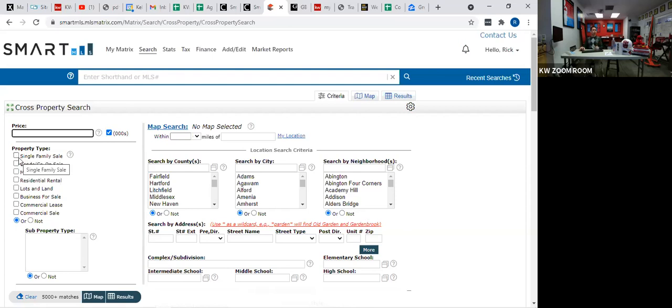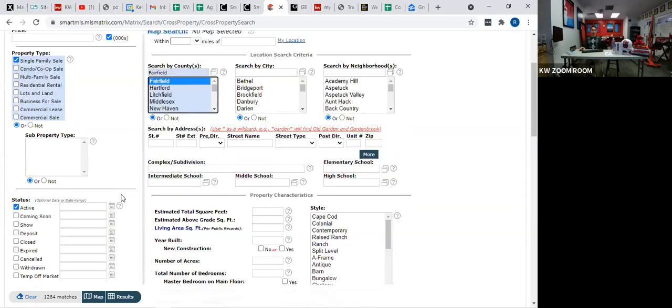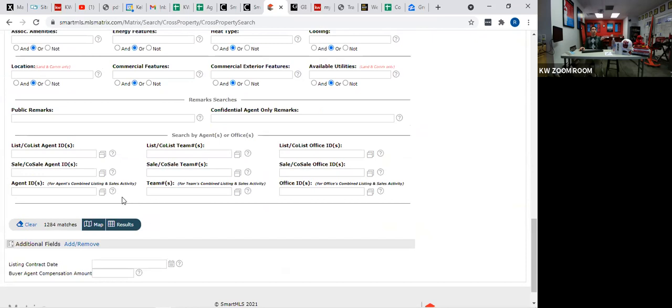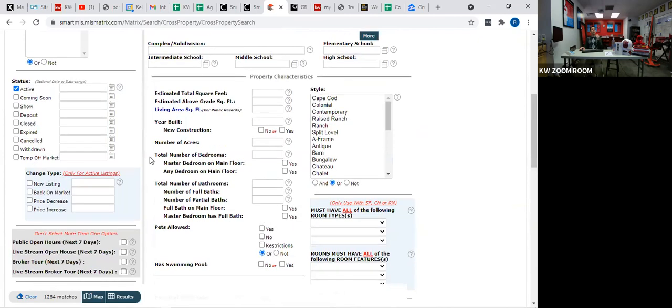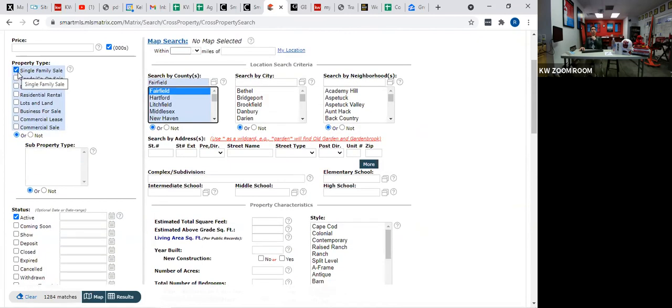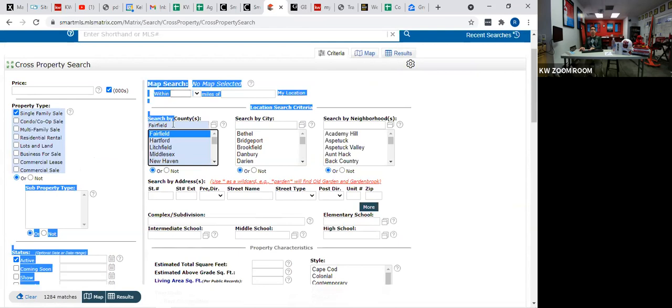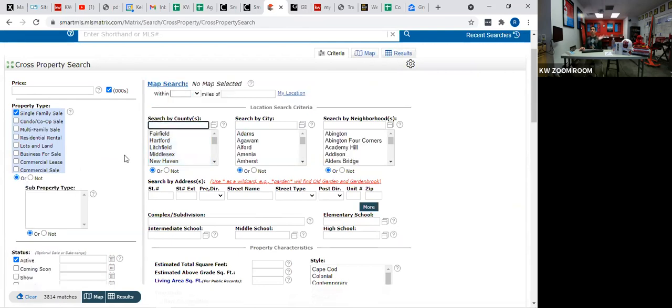So I'll skew it down to single family in Fairfield County. For whatever reason, those are the numbers that we're attempting to utilize. All you're going to do is click on the property type, single family, and then the where. Sometimes you just want everything. If you want everything, you would keep the county blank, and if you keep county and city blank, you get everything. So we're going to skew that down to Fairfield County.